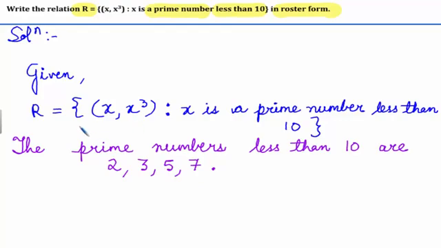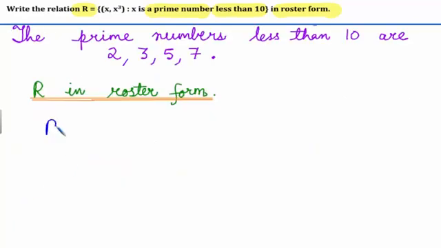Now we have to write this R in roster form. That means we have to list down the elements of R, that is the ordered pairs of R. So R will be equal to, for the first ordered pair, the first element will be 2. For this, the second element will be 2 cube, that is 8. Next we have 3, and 3 cube will be 27.